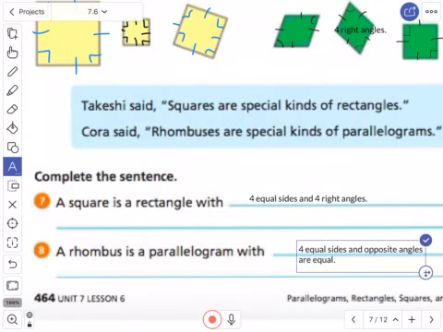Cool. So I'll pause there. You can get your notes in there. Rewatch the video if you need to. But when you're done, submit page 464 to Schoology.